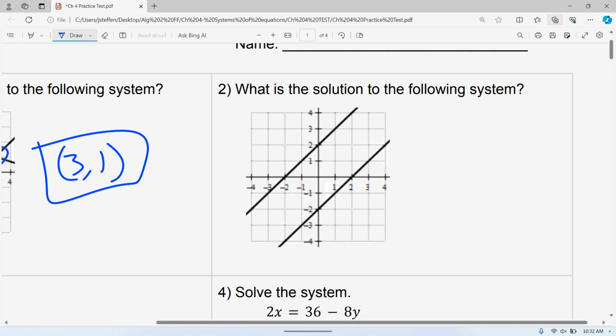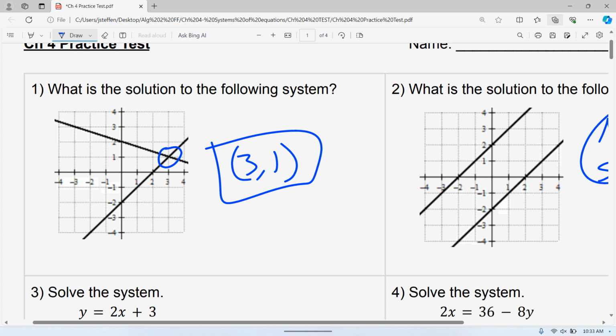Solution for this system. Hopefully it's pretty obvious, but they are parallel. Since they are parallel, it is no solution. They never intersect, so it is no solution.